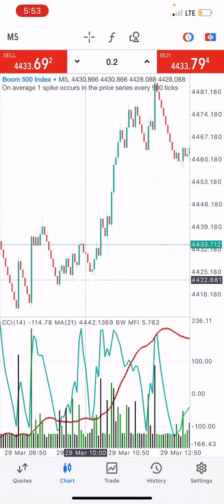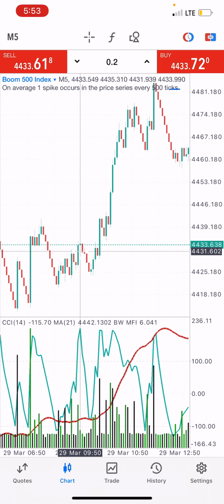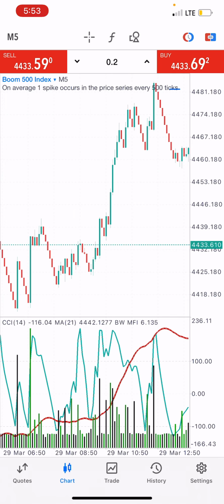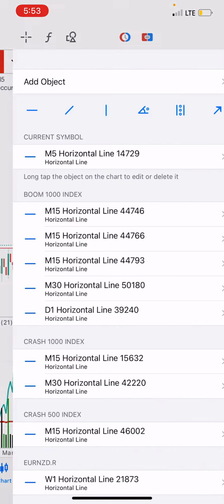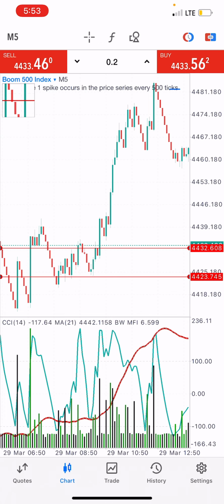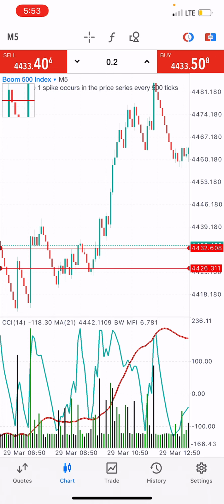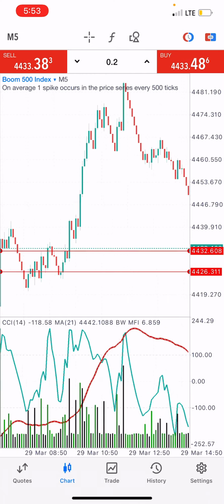So this is a zone right here. Let me quickly mark this out. A zone. Starting from this point, and another one. Guys, I'm doing this, and again at this point. So these are zones. These are support zones right here.